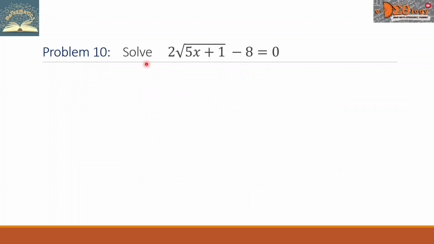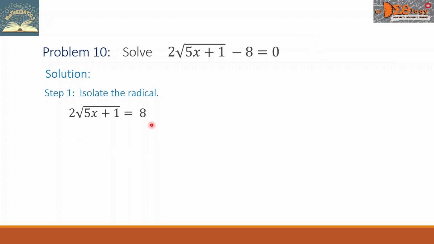Problem 10. Solve 2 times the square root of the quantity 5x plus 1, and then minus 8 equals 0. The rule says in step 1, let us isolate the radical. First, this negative 8 we transpose to the right. It becomes positive, just like this. And then, this coefficient 2 of the radical, we are going to eliminate.